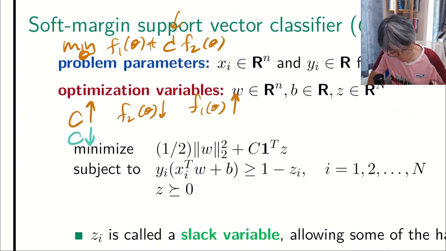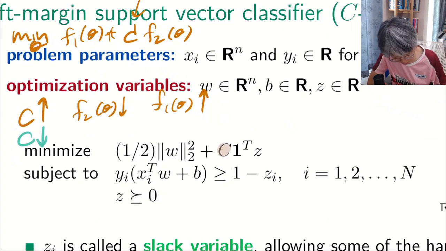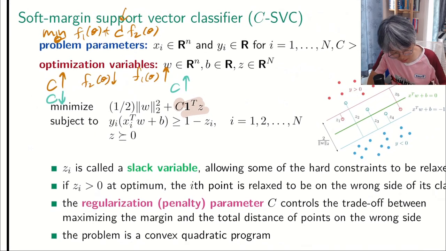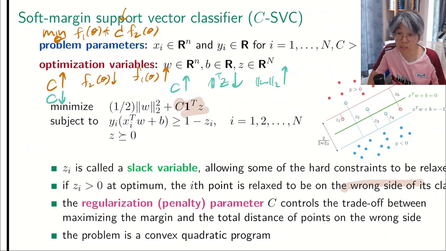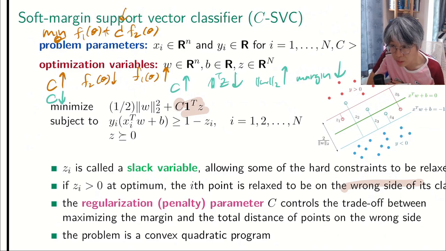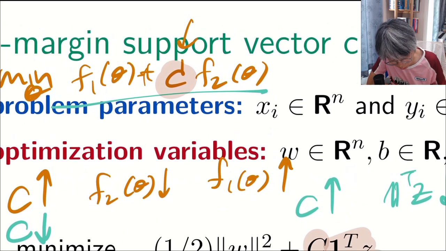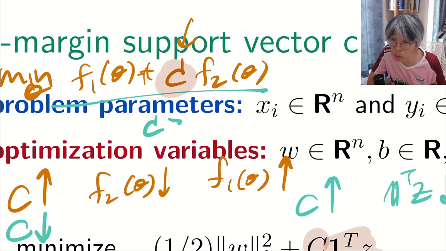So when we apply that concept to this, what happens? When C is large, it means you care more about the sum of Zi. You want the sum of Zi to be small. If C is large, the number of data points on the wrong side of their class will be small, and the two norm of W will be bigger. When the two norm of W is bigger, what happens to the margin? The margin will be narrow. That is the effect of C. When you have multiple objectives and you consider the trade-off between these two, one thing to keep in mind is that C has to be positive.